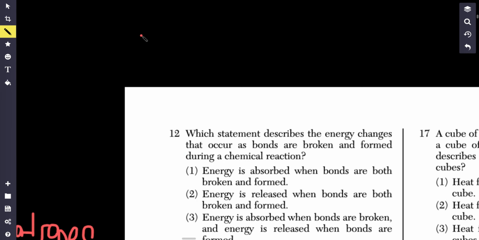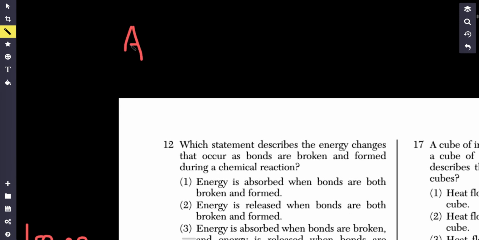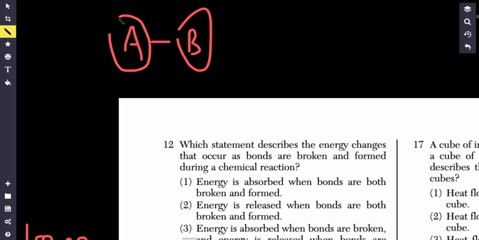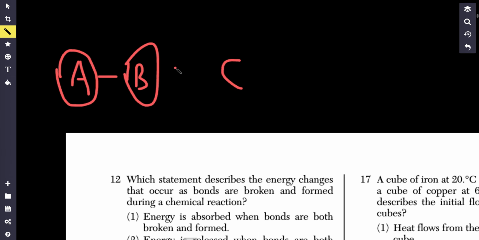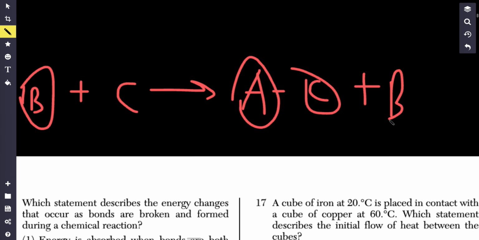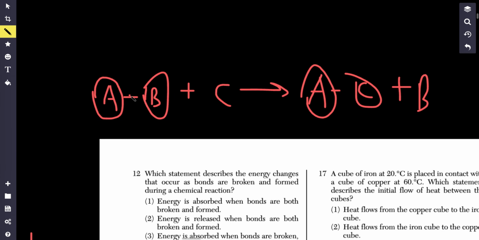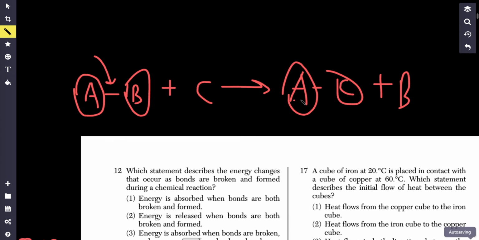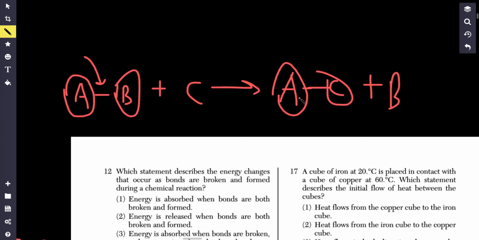So what happens during a chemical reaction? Let me give a quick example. Let me just do a quick drawing. What happens during a chemical reaction is that bonds are being broken. Some bond is being broken, and new bonds are forming between the atoms or the molecules.